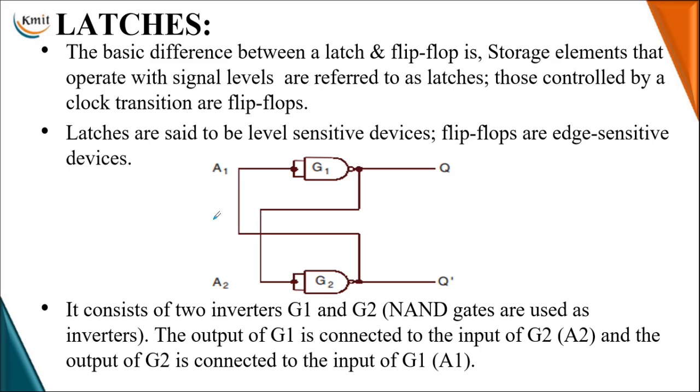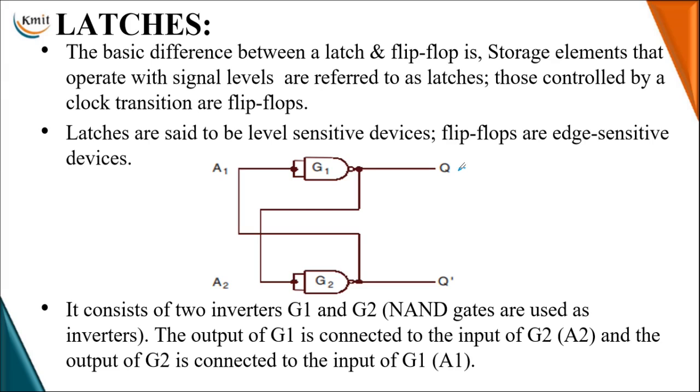Let me learn how it is constructed using NAND gates. I used here two NAND gates, each functioning like a NOT gate, connected with two inputs A1 and A2. These two gates are acting like NOT gates. Now let us assume the state of the circuit is 0.